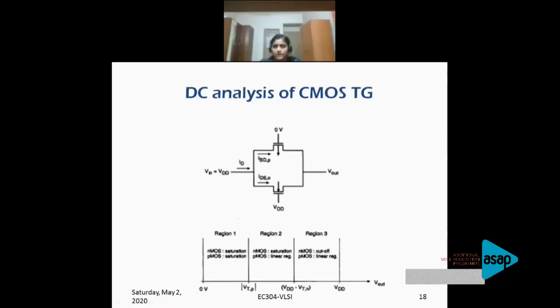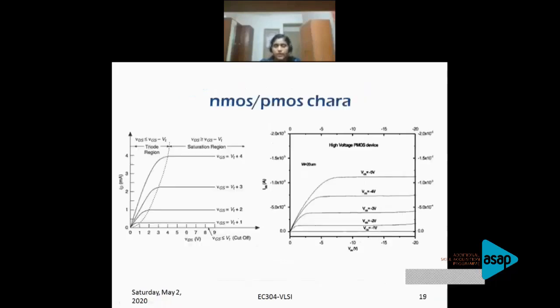Now we have studied this while looking at a CMOS inverter: whether it is NMOS or PMOS, there are three regions of working. It is either in cutoff, or in triode, also called ohmic or linear region, which is shown here by the slow rise, or in saturation region. So three regions of working: cutoff, triode, and saturation. And I believe you know what all these regions are.